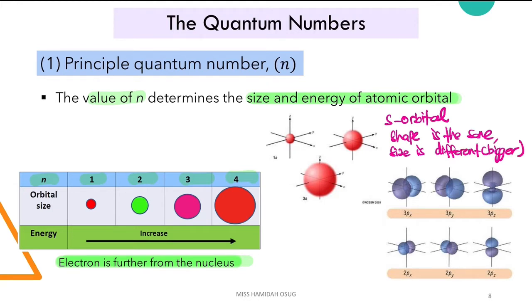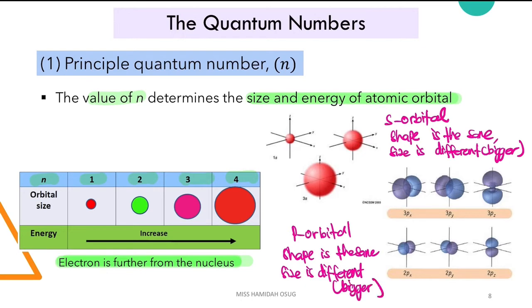It is also the same when we compare the p orbital. The shape is still the same, which is a dumbbell shape, but the size is different, meaning when we compare 2p and 3p, 3p is bigger.